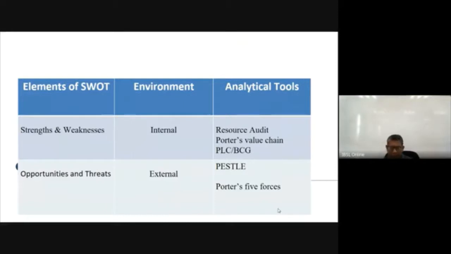Through the internal factors, we may look at PSC, BCG, and resource audit. And externally, we look at PESTEL and Porter's 5 forces. Now, we are going to look at all these analytical tools in detail.